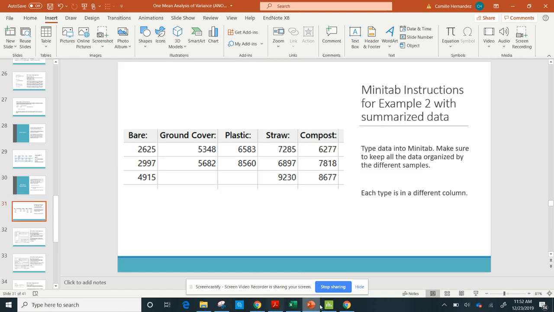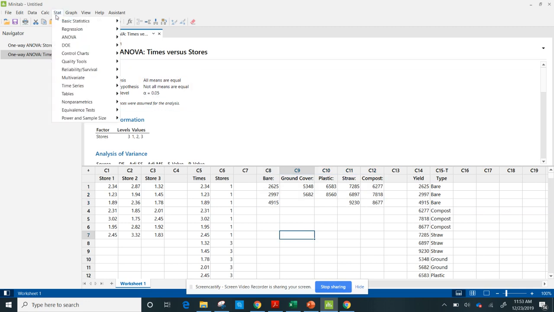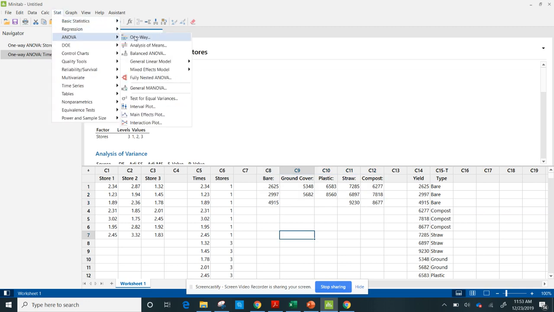All right, so in Minitab, let me show you what I did. So in Minitab, if you look here, I have all of the summarized data. And I actually also have it in raw form. Okay, so the first way I'm going to do it, let's do it as summarized. So I'm going to talk about this data right here. So I go up to Stat, I go over to ANOVA, and I do One Way.